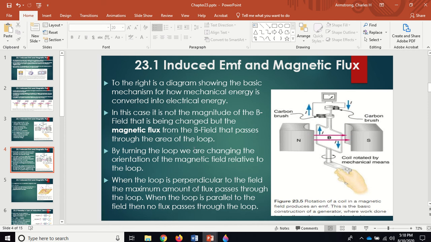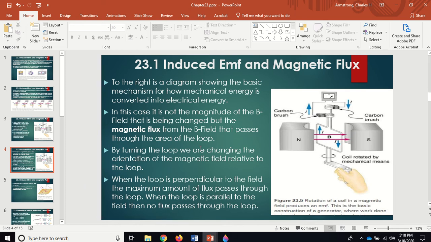By turning it, that's where you're making your AC, alternating current. By turning the loop, we are changing the orientation of the magnetic field relative to the loop. When the loop is perpendicular to the field, the maximum amount of flux passes through the loop. When the loop is parallel to the field, then no flux passes through the loop.